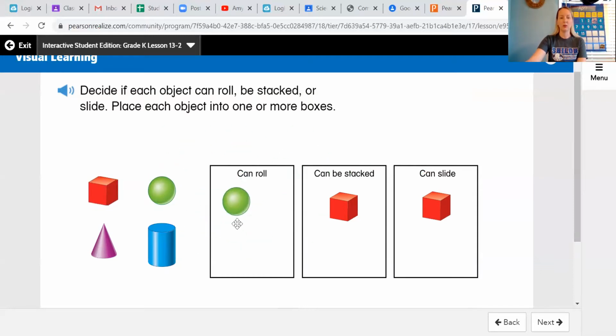All right, a sphere or a ball. Can a ball or sphere roll? It sure can. Can a sphere be stacked? Does it have a flat edge? No, it does not. And can it slide? Nope, it must have a flat edge to slide.